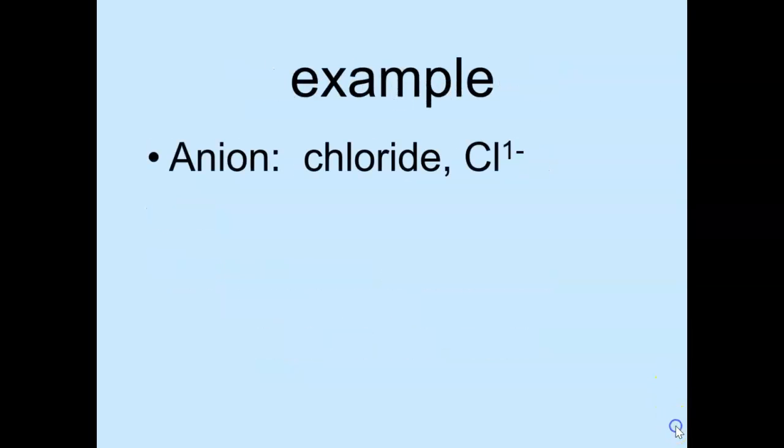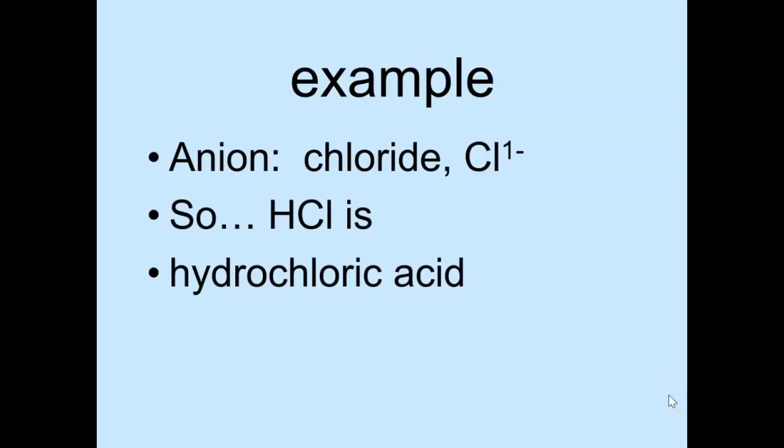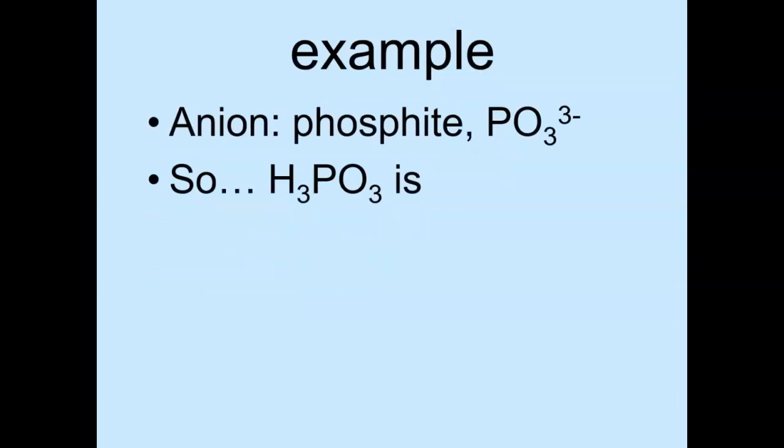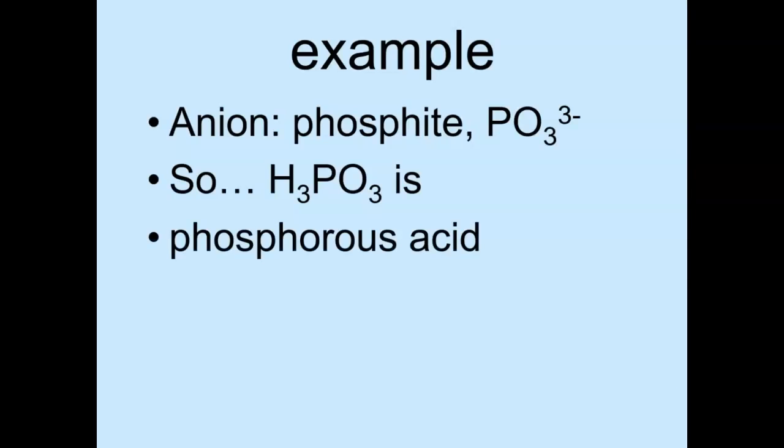So here's some examples. If the anion is chloride, IDE, we're going to use hydro, root, ic. So HCl is hydrochloric acid. If the anion is sulfate, we're going to change the ate to ick. We have to have 2 hydrogens because of that 2- charge, and you get sulfuric acid. If the anion is phosphite, we still need 3 hydrogens for that 3 negative charge. Ite turns to ous, and you get phosphorous acid.